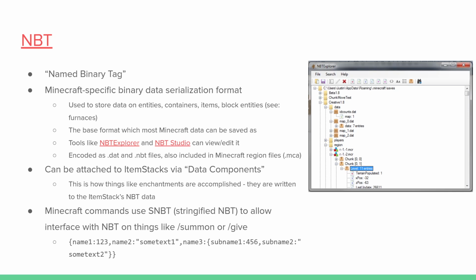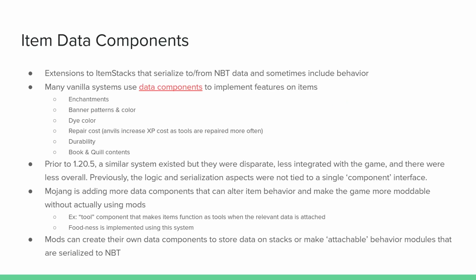It has a bunch of different types. It's sort of like JSON, but not really, not at all. And you can attach NBT to item stacks via data components, which I'm going to do in the next slide. You may be familiar with NBT from SNBT, which is stringified NBT, which I've shown an example of on the bottom there. You can use it in the summon and give commands to specify additional data. So everything in Minecraft stores data with NBT.